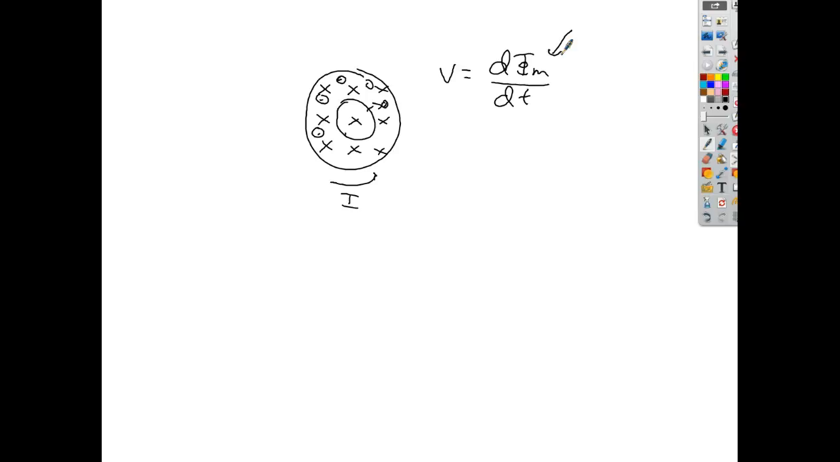It can't run current to nowhere. So you have to have a loop. That loop has to enclose flux lines. You can do it. So how are we going to define the flux lines? Well, the flux lines are what? What is a flux line?